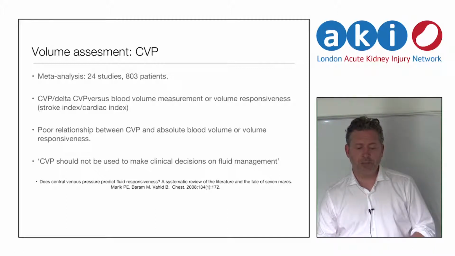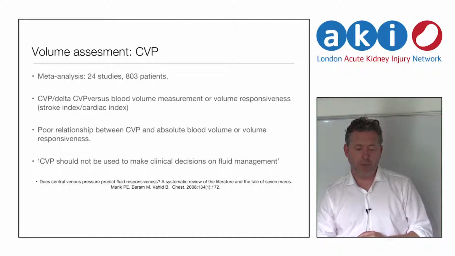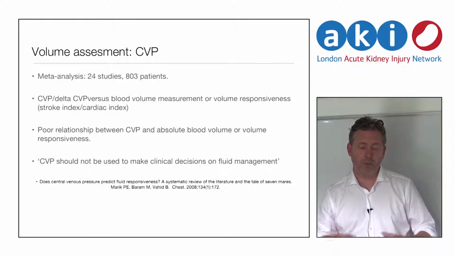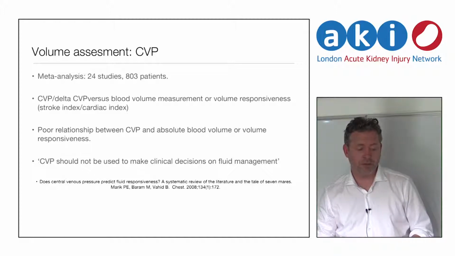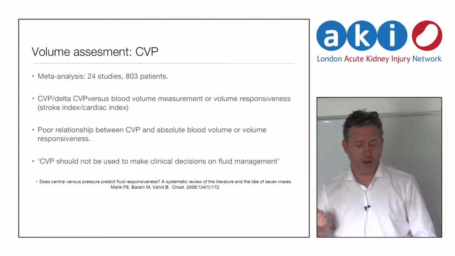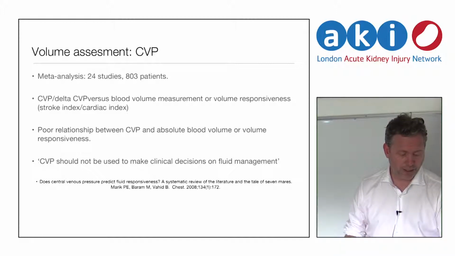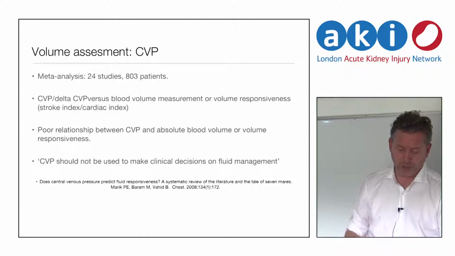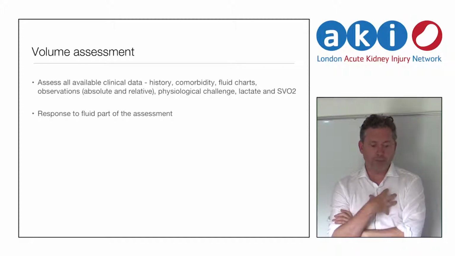What about central venous pressure monitoring? Well, this was a study published in Chest, where a meta-analysis of 24 studies looking at CVP measurement in over 800 patients was performed, and the gold standard here were more invasive forms of blood volume measurement and volume responsiveness, and the authors showed a poor relationship between CVP and both absolute blood volume or volume responsiveness in resuscitation scenarios, and they concluded in this critical care group that CVP should not be used to make clinical decisions on fluid management. So what would I do?